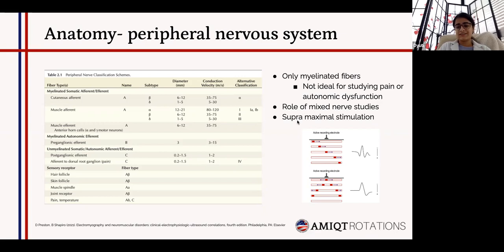The third concept that is important is that of a supramaximal stimulation. Whenever we are doing a nerve conduction study, we want to stimulate the nerve supramaximally so that any response that we get is from stimulating all the fibers in that particular nerve, and any change in the amplitude is not just because some of the fibers are not activated.